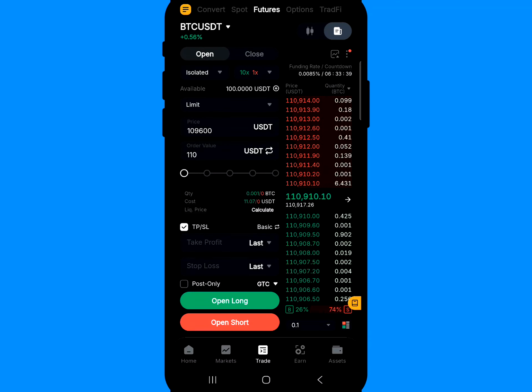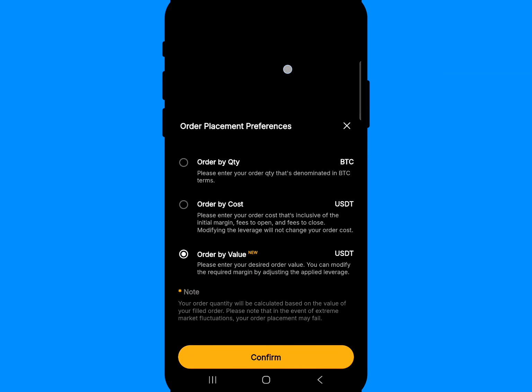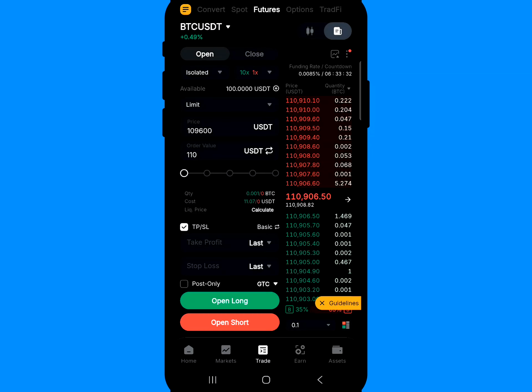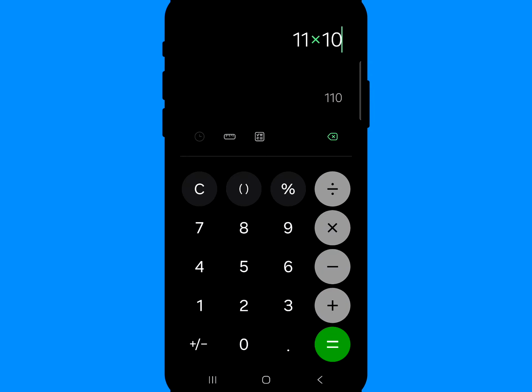So right now, if you want to start, you come to this area. You can pick the one I picked here, order by value. But before you can start trading, you must have at least $11. My own money here is just $11. You can see this is $11.7. Let me show how I calculate. You can see I say 11 times 10. My own money is $11.